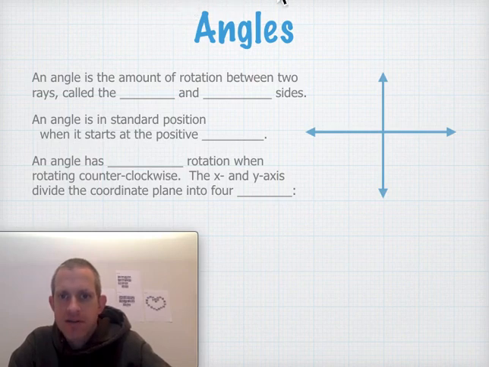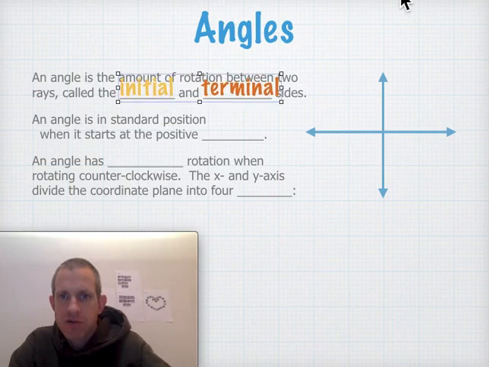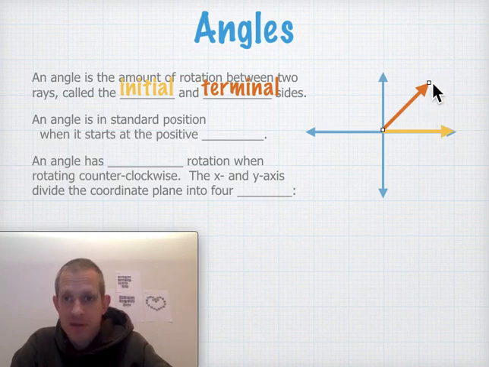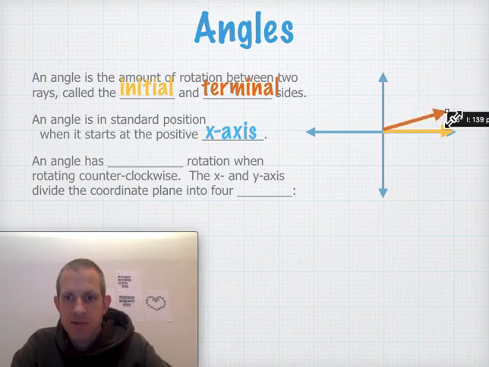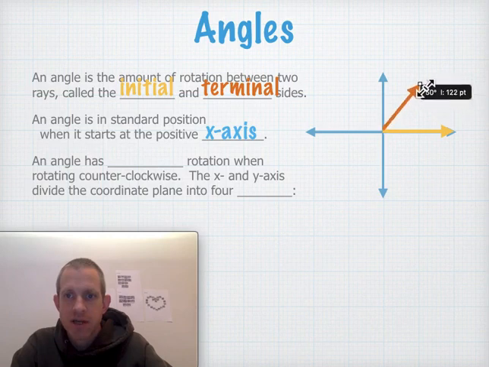An angle is the amount of rotation between two different rays, and we call those rays the initial ray and the terminal ray. This angle I have drawn in what we call the standard position. Standard position is when you have the initial ray pointed along the x-axis. And when you do that, then how much this has rotated, if you rotate it around, you can actually see it being measured in degrees.